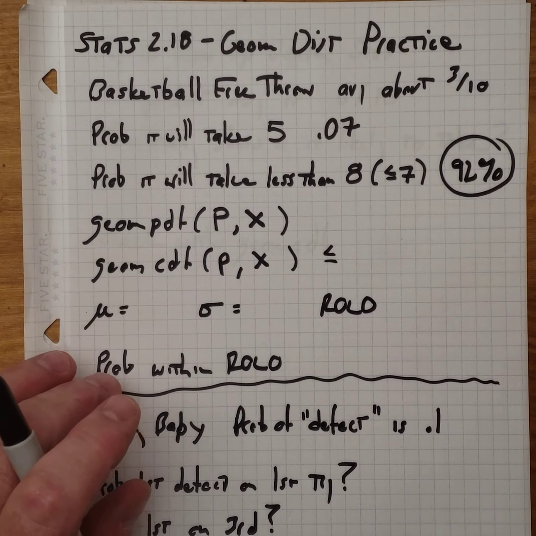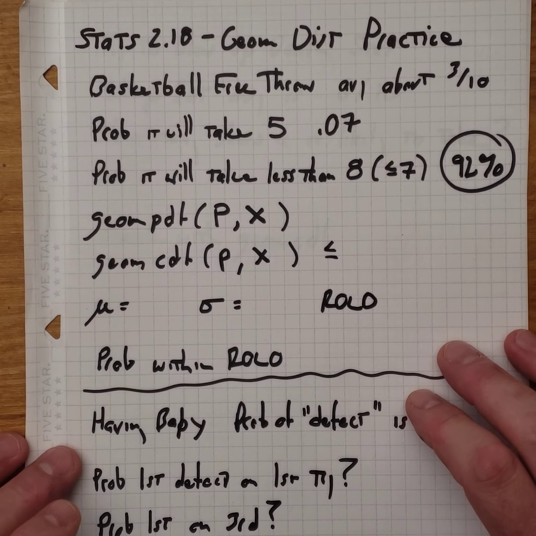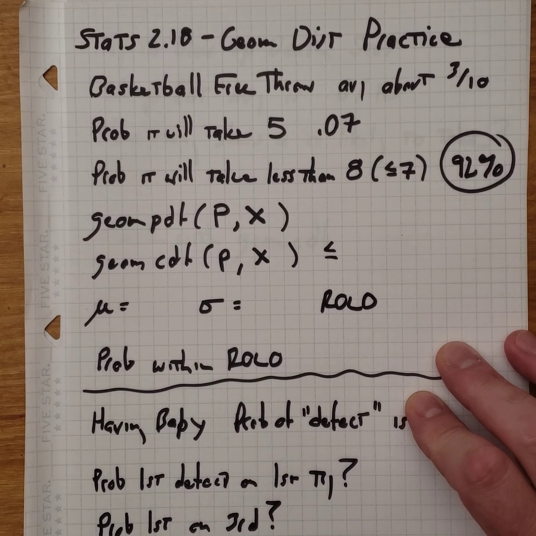Okay, so that's how to use the PDF function and the CDF function. You could have found these by hand easily just by using the formulas, but the geometric PDF and CDF probably a little bit quicker. Now let's look at our range of likely outcomes.